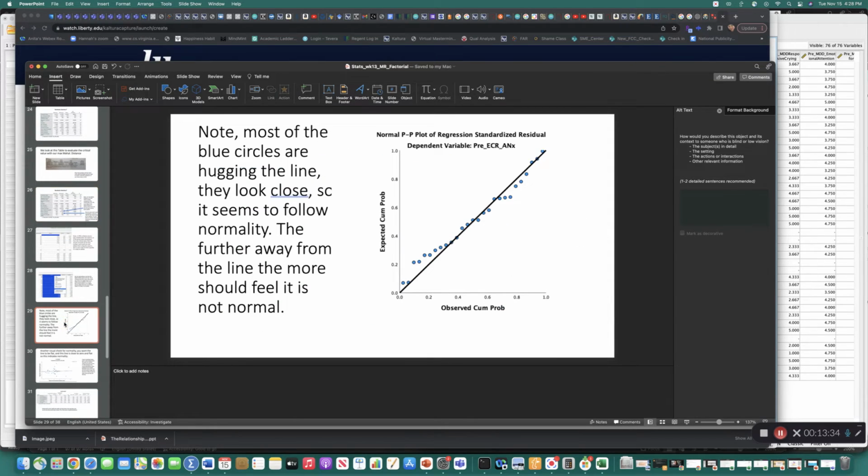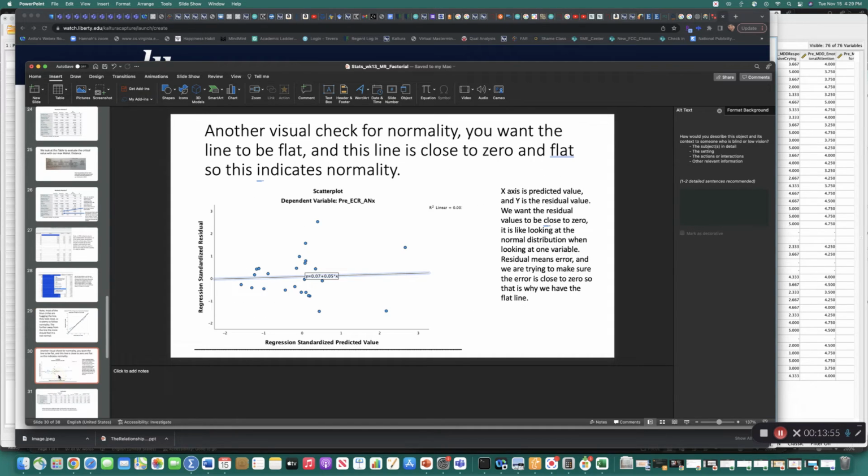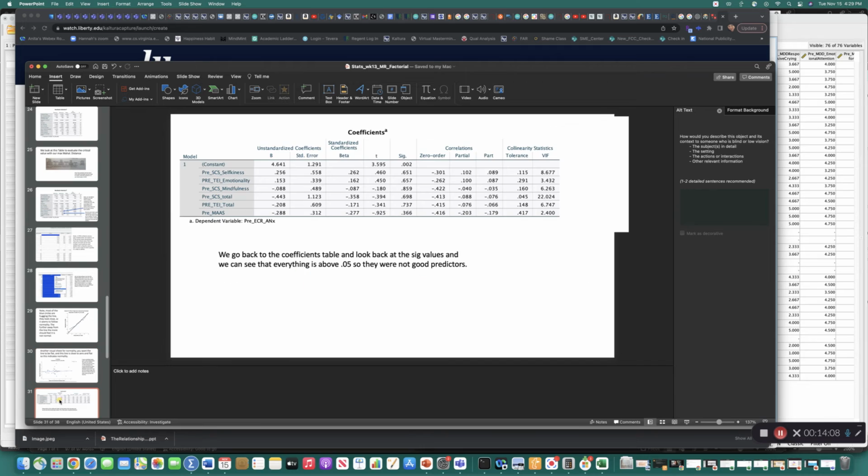A couple other things to keep in mind, looking at the charts at the bottom of the output. These charts will give us information about normality. We can see on this chart that these blue dots are really hugging this line. And so this helps us see that this really seems to follow normality. If these dots are much further away, we might be concerned about normality. Also, another visual check for normality, you want to be sure that the line on the scatter plot is flat. And this line is both close to 0 and flat. So this indicates normality as well.